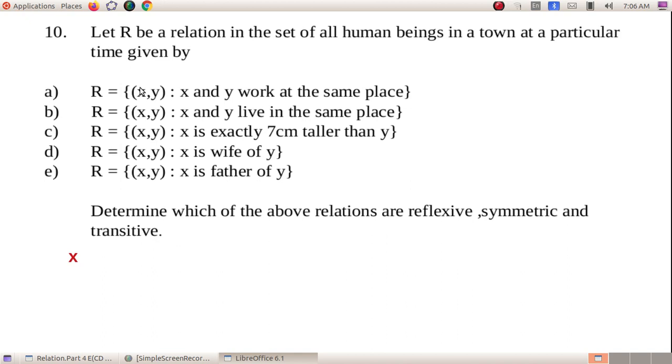What about the transitivity? X and y work at the same office. Suppose they work in the same office, then y and x also work at the same office. Therefore, the relation is symmetric. Okay. What about the transitivity?